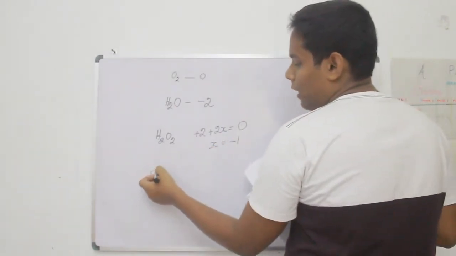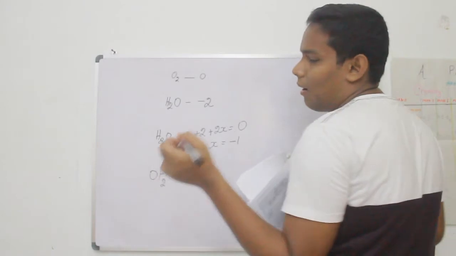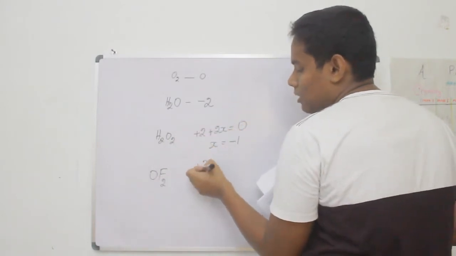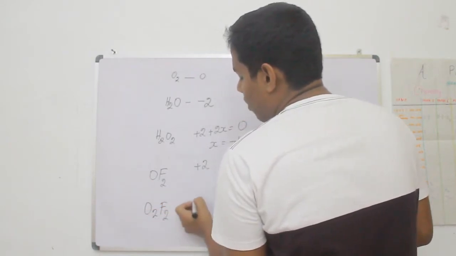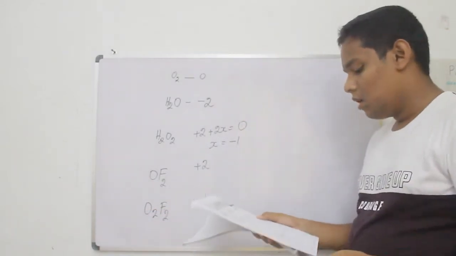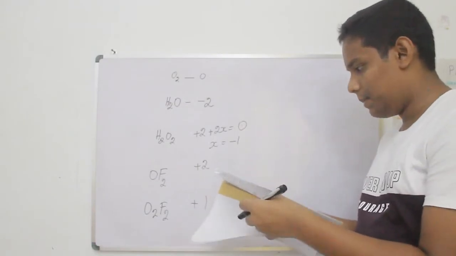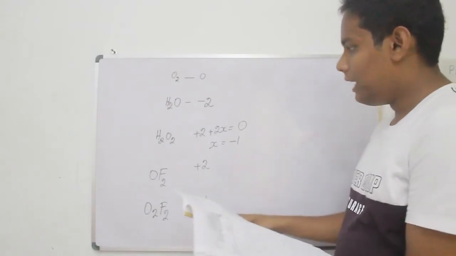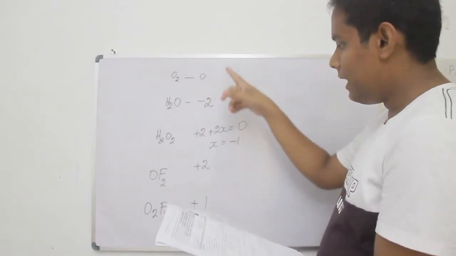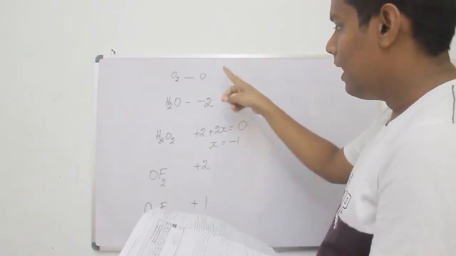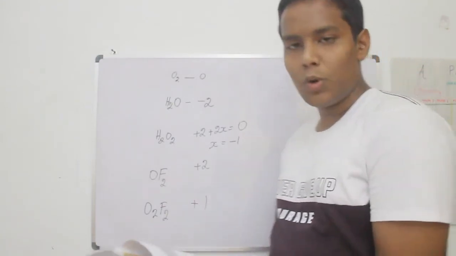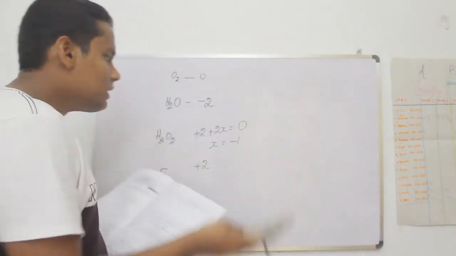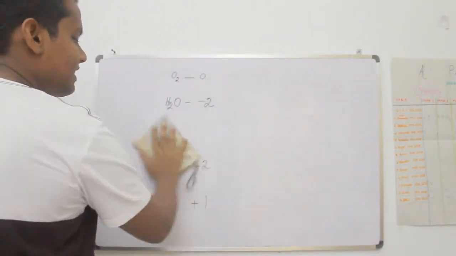Then in OF2, you know that fluorine always carries -1 charge, so this is +2 oxidation state, and O2F2 will obviously be +1, half of this. So the highest one will be OF2, then O2F2, then O2, then H2O2, then water. So your answer for the fourth one will be answer number 4. You just have to get the oxidation state, and once you get the oxidation state, just put them in order. That's it.